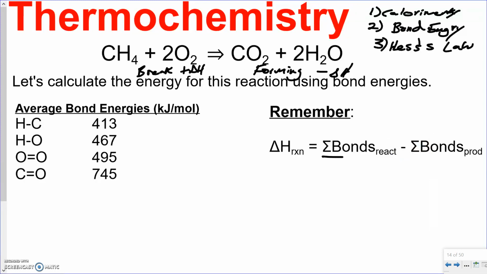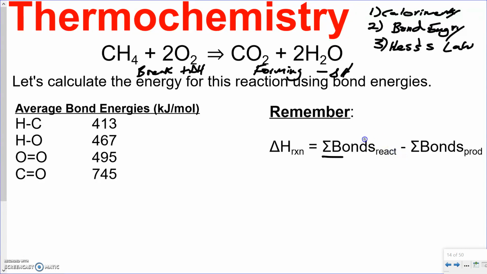I'm showing you that because most of the equations we deal with in this chapter are products minus reactants. This is the only one that's reactants minus products. Also keep in mind this equation is not on your formula sheet. It is one you will be required to use and will need to know, but it's not on your formula sheet. So just keep that in mind.